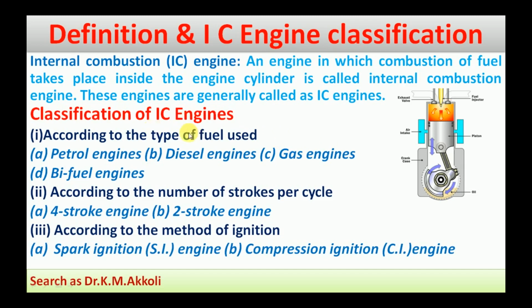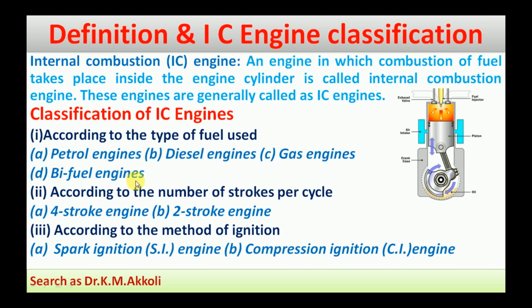Now we will go for the classification of IC engines. Concerning various parameters, these are classified into different types. The first one we will take is according to the type of fuel used. Based on what type of fuel we use, we take the classification. First, petrol engines, where petrol fuel is used. Next, diesel engines, where diesel is used as a fuel. Gas engines, where gas is used as a fuel, like CNG and LPG.